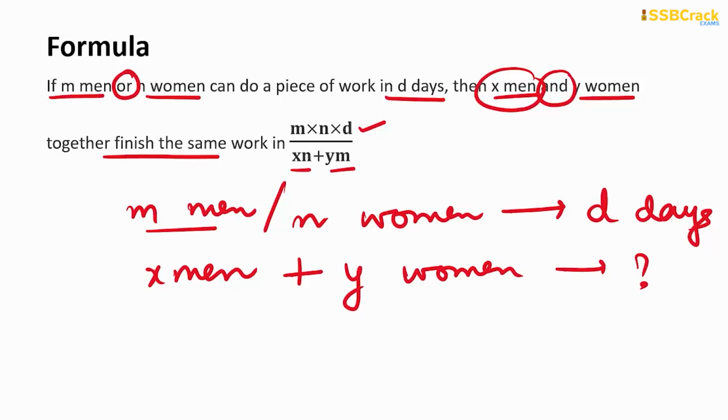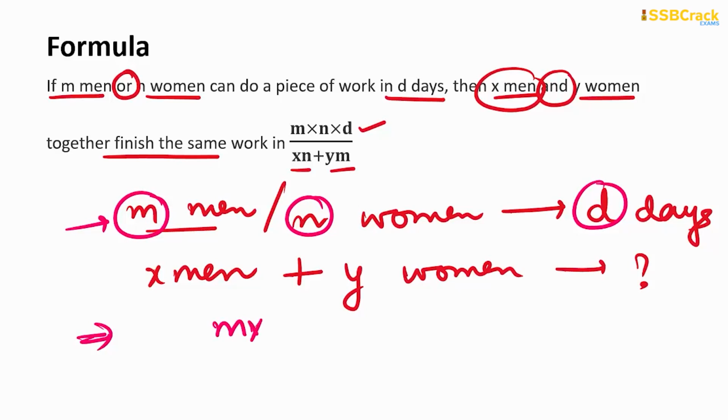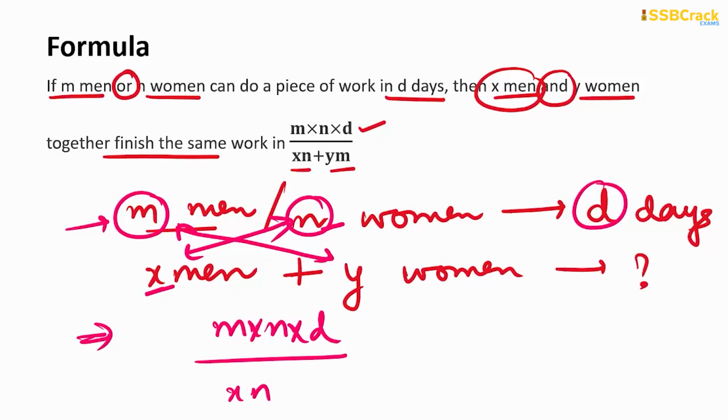So now we have to remember the formula. So in the numerator we will take the multiplication of the above 3 terms, that is M cross N cross D, right? So it will be M into N into D divided by, we will cross multiply here. So this will be multiplied with this, and this will be multiplied with this. So in the denominator we will get X into N plus M into Y, right? So by this diagram you can always remember this formula, right?